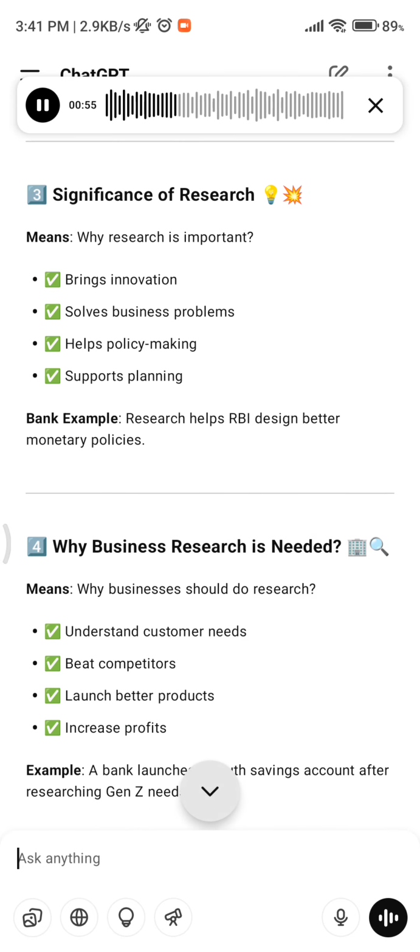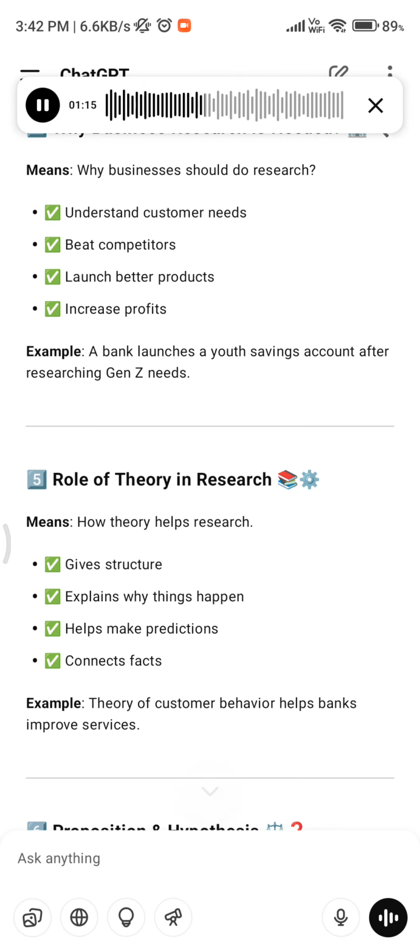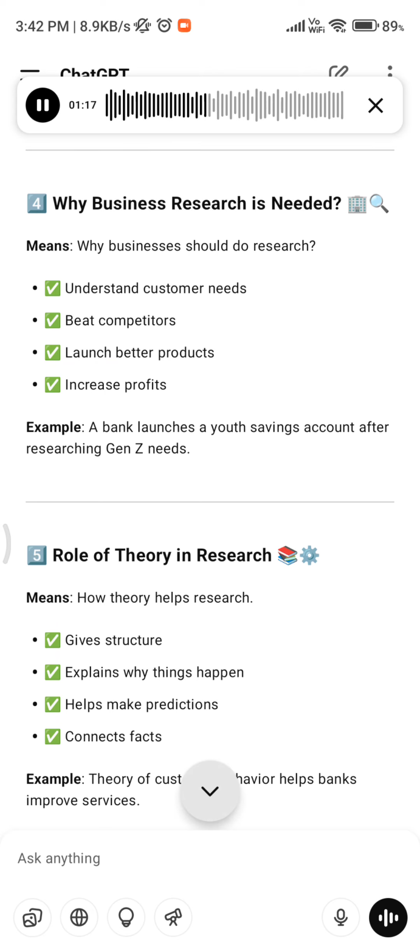3. Significance of research. Means, why research is important: brings innovation, solves business problems, helps policymaking, supports planning. Bank example: research helps RBI design better monetary policies. 4. Why business research is needed. Means, why businesses should do research: understand customer needs, beat competitors, launch better products, increase profits. Example: a bank launches a youth savings account after researching Gen Z needs.